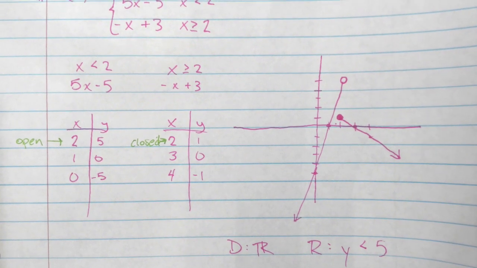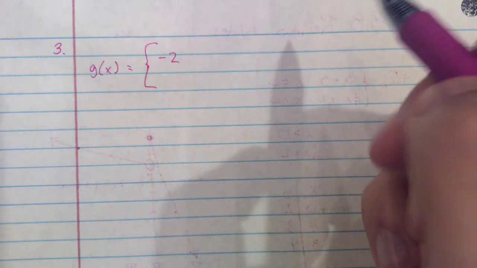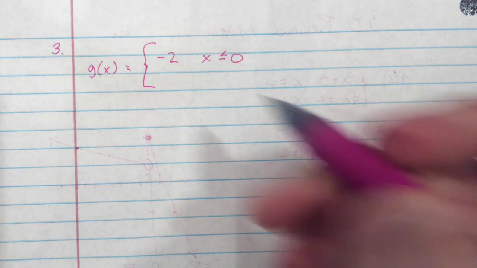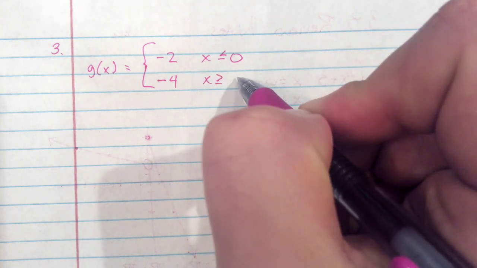We'll do one more piecewise example, and then I'll give you just those sketches that are nice and easy. So this will be number 3. This time our function, we'll make it g of x. I'm going to give you this example just so you know. Negative 2 when x is less than or equal to 0. And it's negative 4 when x is greater than or equal to 1.